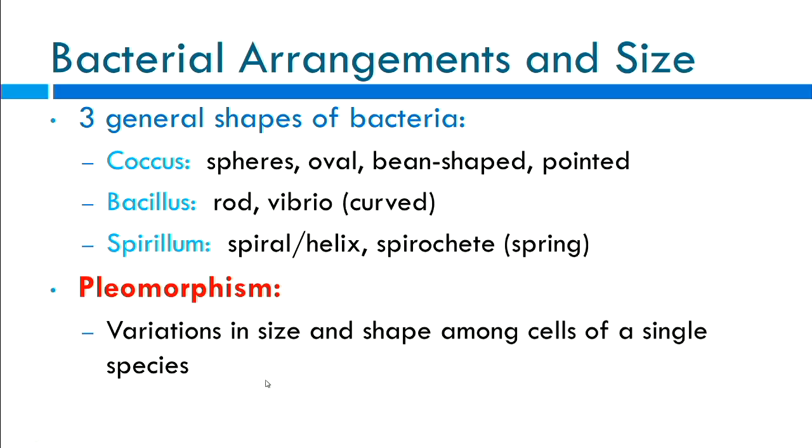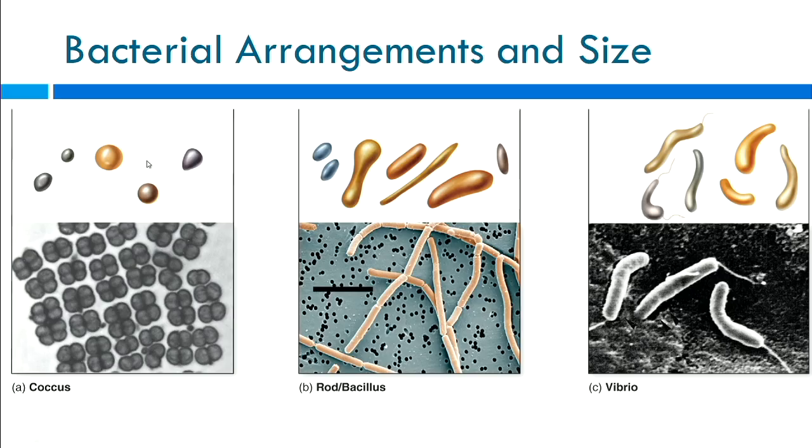You guys could all be the same strain of a coccus bacteria, but some of you might be a perfect sphere, some of you might be an oval, some might have a bean shape, some of you might have a pointy head, okay, even though you're the same. Or you might be the exact same, it just depends. But there's all different types of coccus. Just basically think of a circle, and here's some examples of what they might look like. This almost looks like a popcorn kernel.